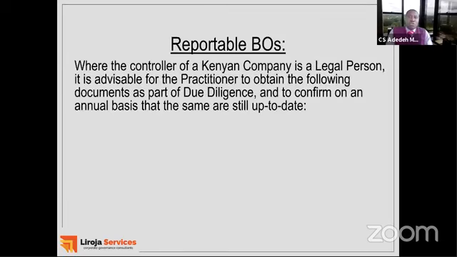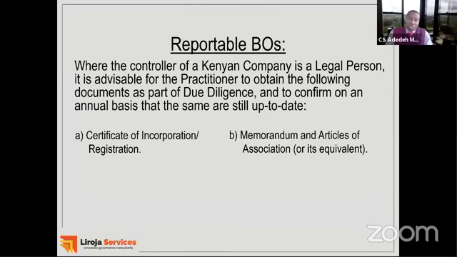Now, where the controller of a Kenyan company is a legal person, it is advisable for the practitioner to obtain the following as part of due diligence. If it's a limited company, probably you'll get a certificate of incorporation. Depending on jurisdiction, it could be a certificate of registration. It's always important to get a copy of the memorandum and articles of association or its equivalent. Other jurisdictions, they call them constitution. Some places they call them statutes. So get the equivalent of our memorandum and articles of association.